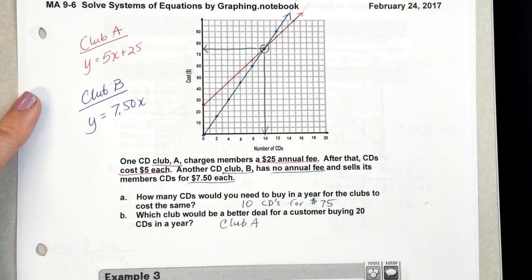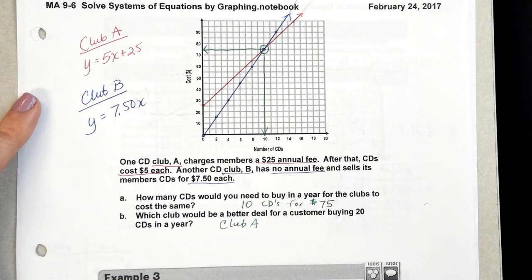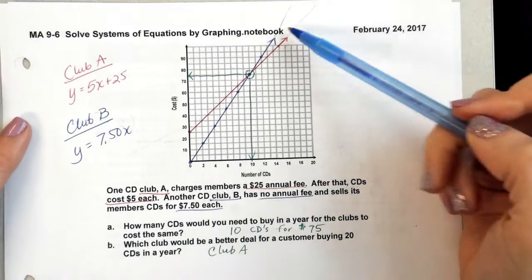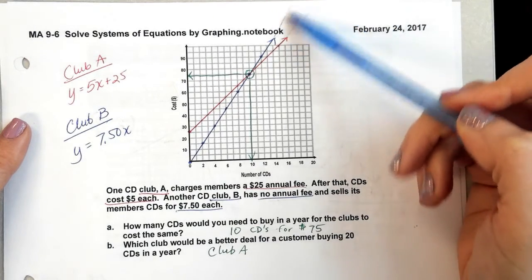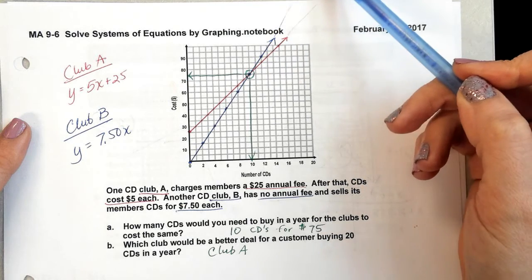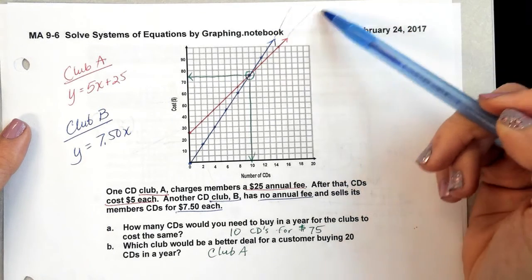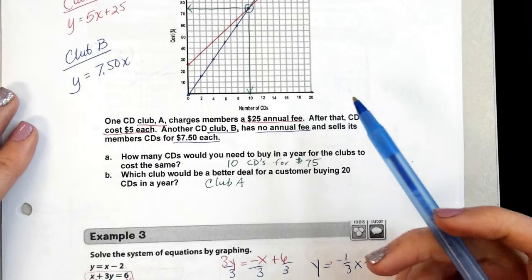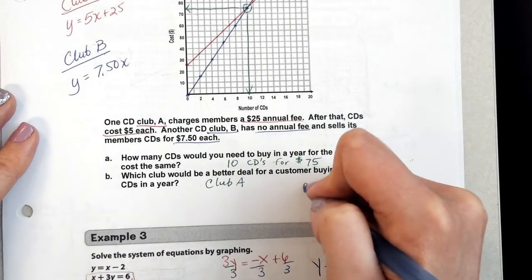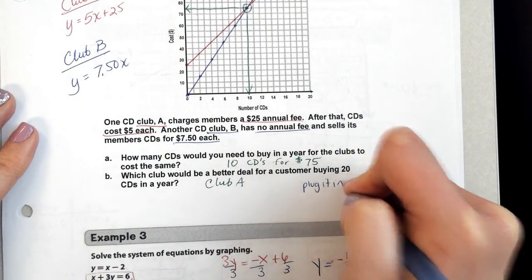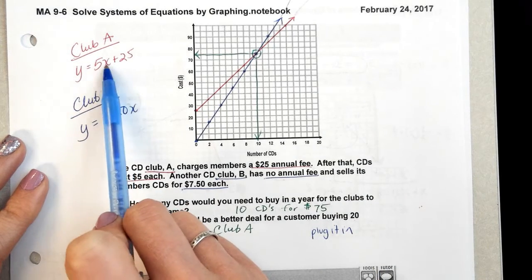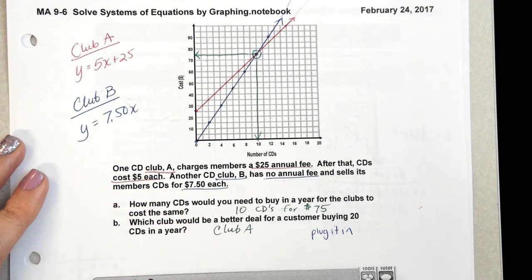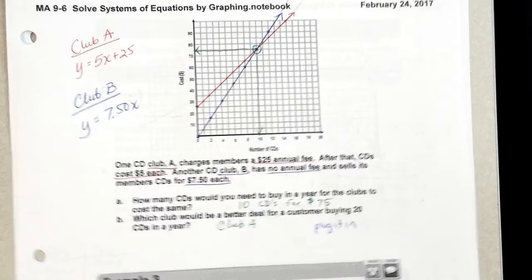The next one says which club would be a better deal for customers buying 20 CDs. Well, when you look at this, you can follow the slopes. This one has a steeper slope, so that one's going to end up costing more if you extend it than the red one. The other thing you can think through is try plugging it in. You can take 20 times 7.50 and find out. You can take 20 times 5 plus 25 and see which works better. Okay?